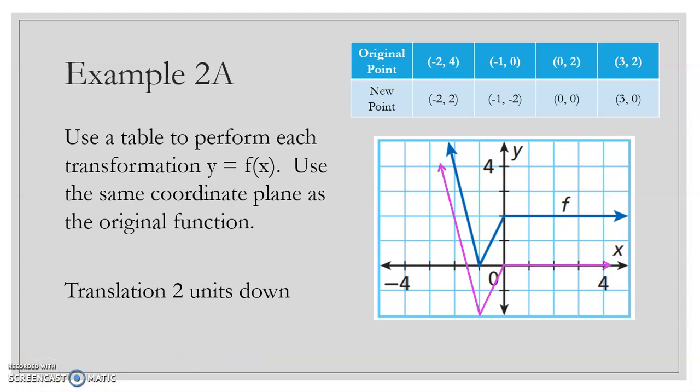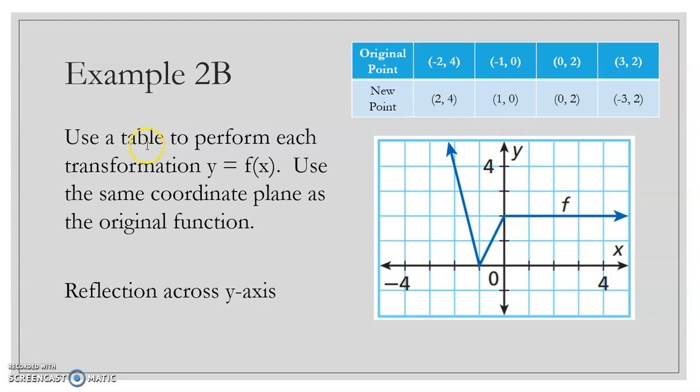Let's take a look at another example. Okay, it says use a table to perform each transformation, y equals f of x. Use the same coordinate plane as the original function. And this time they want me to reflect across the y-axis. So notice it's the same graph from the previous example. I'm using the same original points, but now we're reflecting across the y-axis, meaning anything that's on the right side is moving to the left, anything that's on the left side is moving to the right.